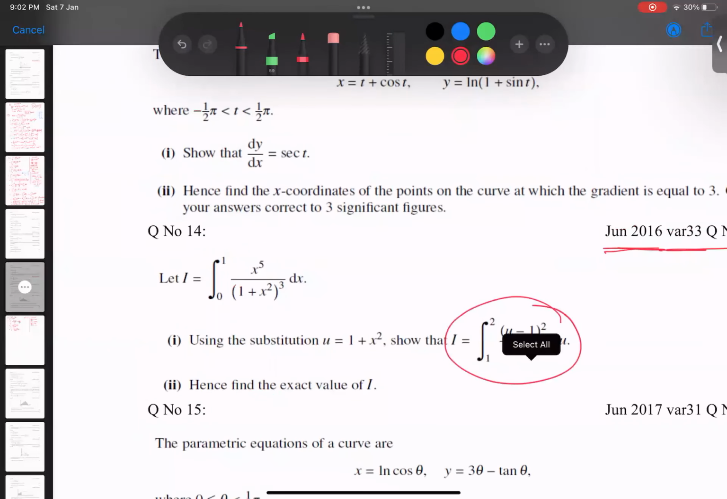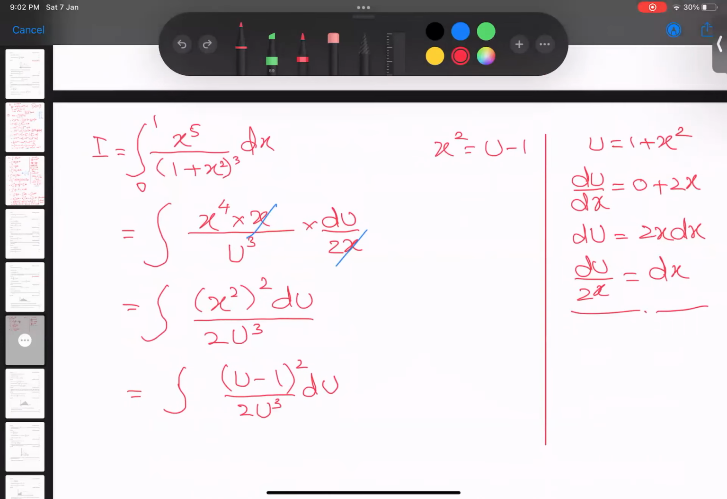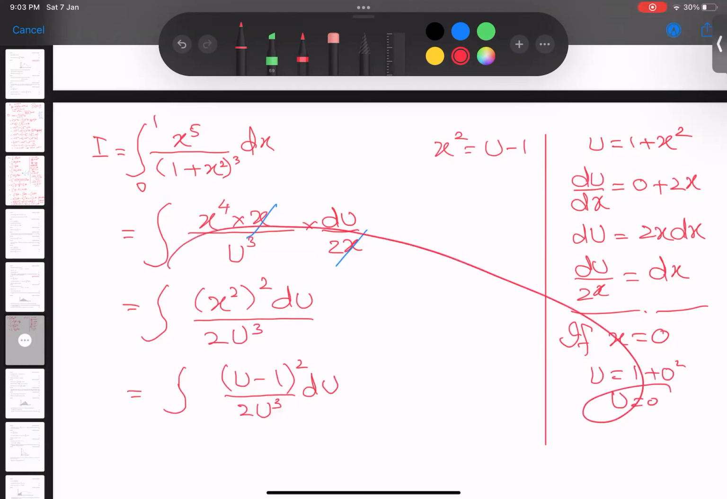The only problem left is the limits. Let's see how we can do the limits part. I can use the same substitution to find the limits. If the lower limit of x is 0, I plug in 0 here: u is equal to 1 plus 0 square, so u is 1. So the lower limit in the place of 0 is 1.